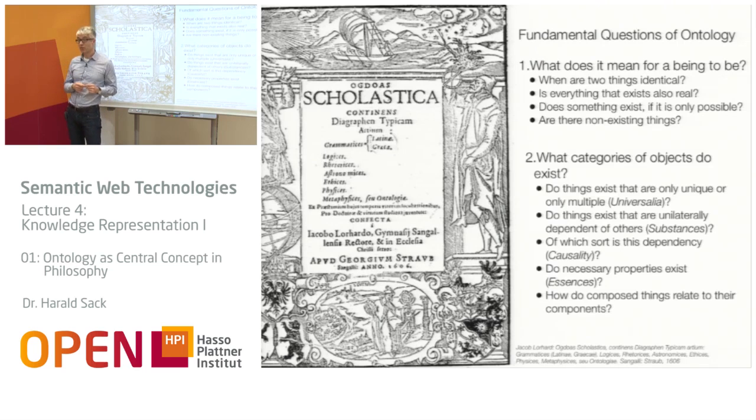And on the other hand, the ontology tried to categorize the whole world of being into categories. So what categories of objects do exist? And there were some questions related to it. For example, do things exist that are only unique, that are only multiple in their existence? Do things exist that are unilaterally dependent on others? And which sort is this dependency, if there is any? And do so-called necessary properties exist? And how do composed things relate to their components?